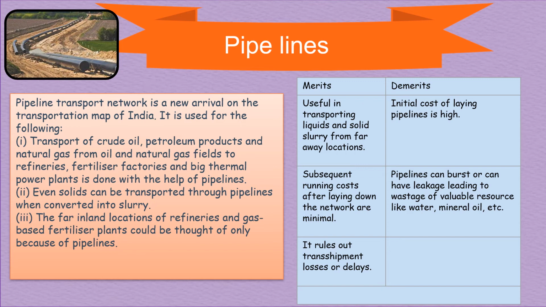The next thing is looking into the merits and demerits of pipelines. First, let's look at the merits or advantages of pipelines. Number 1, they transport liquid and solid slurry from faraway locations. Number 2, subsequent running costs after laying down the network are minimal. Number 3, it also rules out transshipment losses and delays. What are the demerits? The high cost of laying the pipeline. The second demerit, or the minus point, is that pipelines can burst or leak, leading to wastage of valuable resources like water, mineral oil, etc.